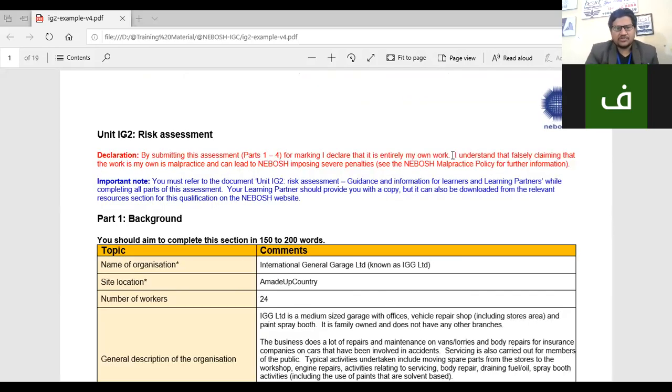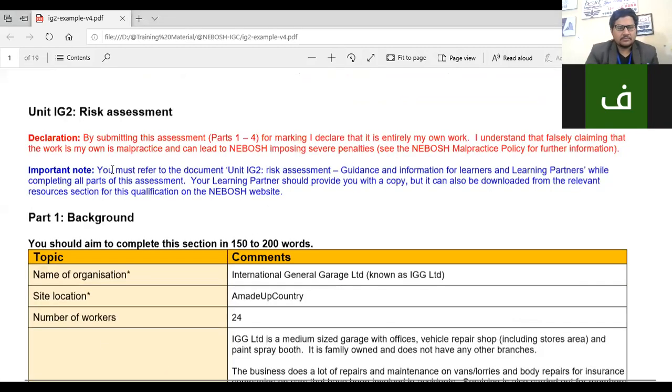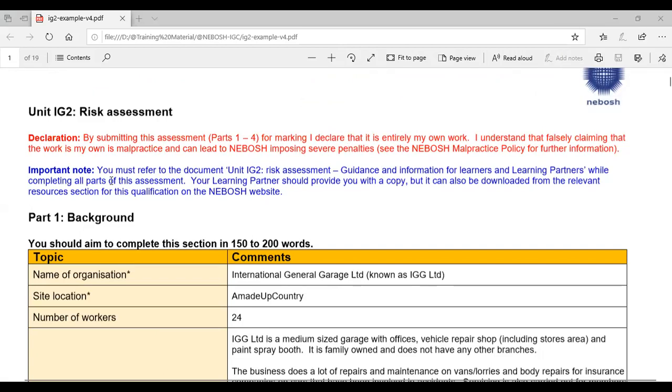It is direct from the NEBOSH for our awareness, for our understanding. The declaration is quite clear: by submitting this assessment 1 to 4 part for marking, I declare it is entirely my own work. And I understand that falsely claiming the work is my own is a kind of malpractice, of course, which is not acceptable and can lead to NEBOSH imposing severe penalties. See the NEBOSH malpractice policy for further information.